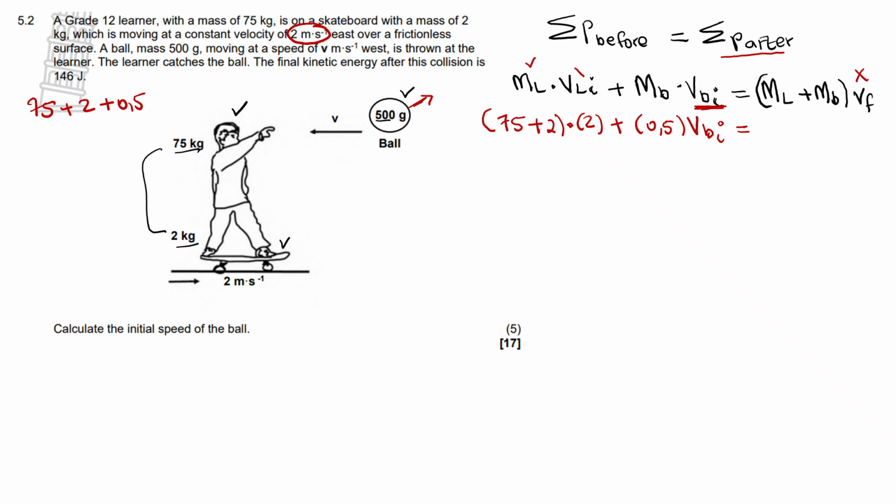I hope this is the best approach that we are using now. I don't want you guys to be confused on this easy problem and V final. So now we have two unknowns. So now look at this. They said that the learner catches the ball and the kinetic energy after this collision is 146 joules. What is the formula for kinetic energy?